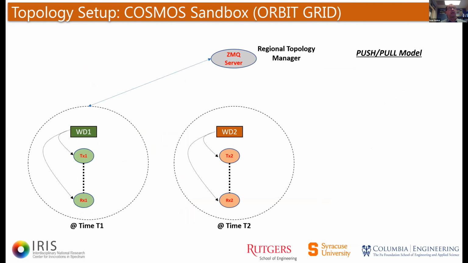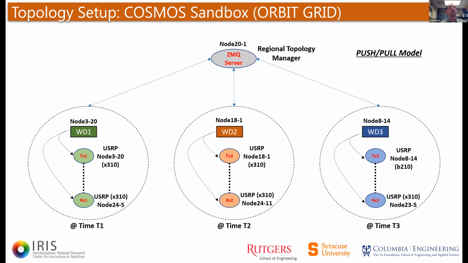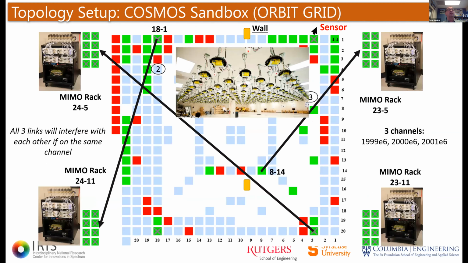So now, this is an animation of the same process, right? We have 3 wireless domains that are participating in this. We have 3 time slots at which they're joining the demo. And again, as said, we are mapping this onto the orbit grid. And so this is the representation of the orbit grid.